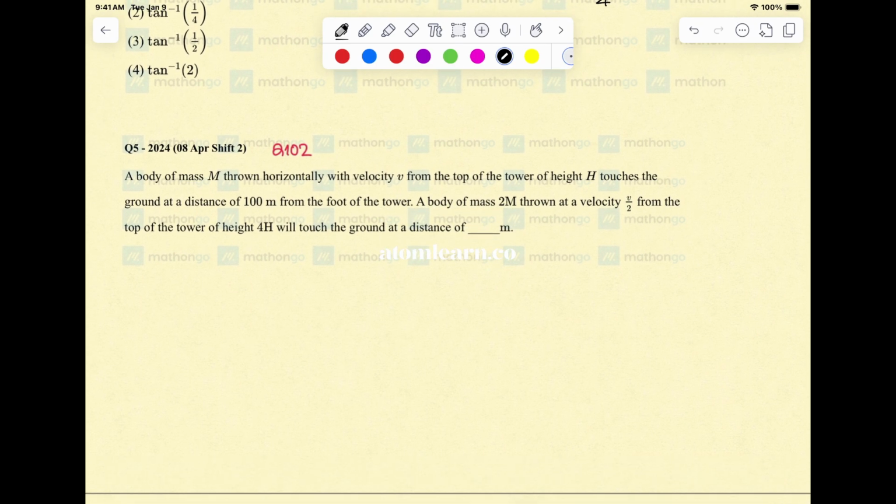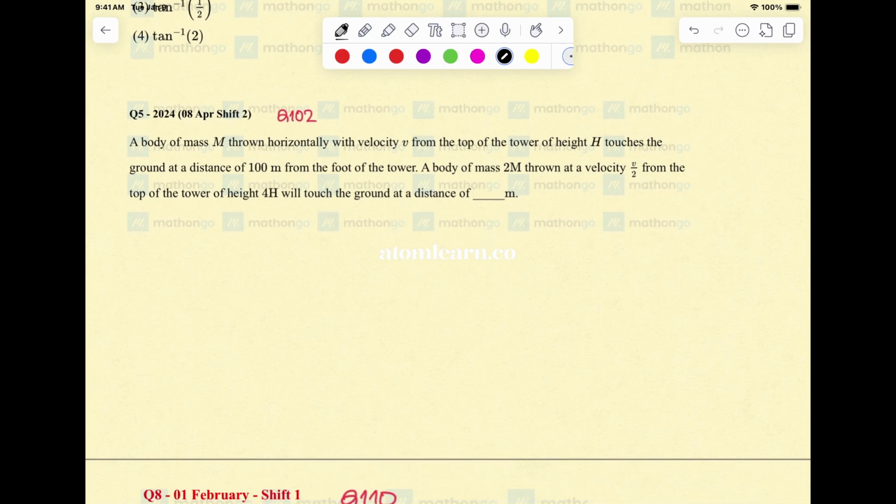A body of mass m is thrown horizontally with a velocity v from the top of a tower. Therefore, this must be horizontal projection from the top of the tower to the ground. The tower has height h, which is given as h. It reaches the ground at a distance of 100. We do not know what the u is, but it reaches at a distance of 100 meters. The range on the horizontal is 100 from the foot of the tower.